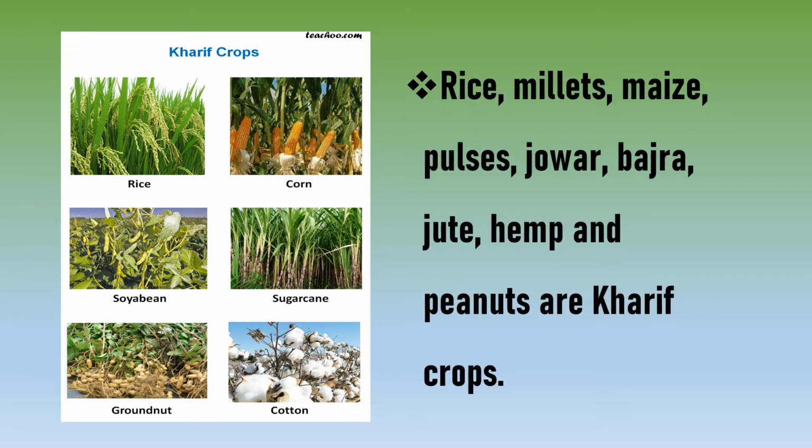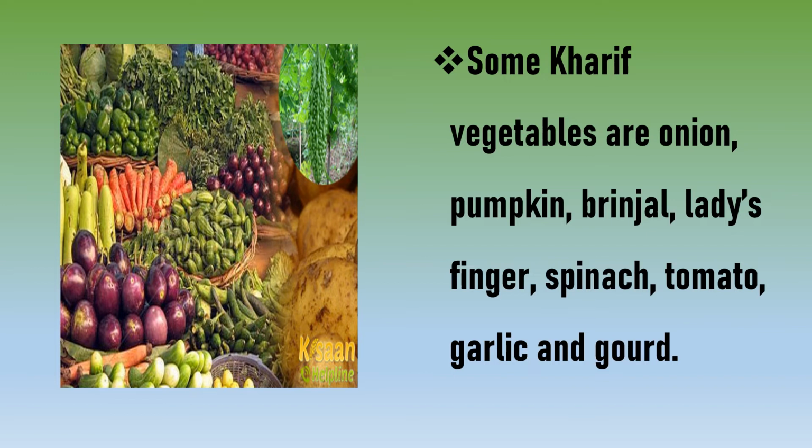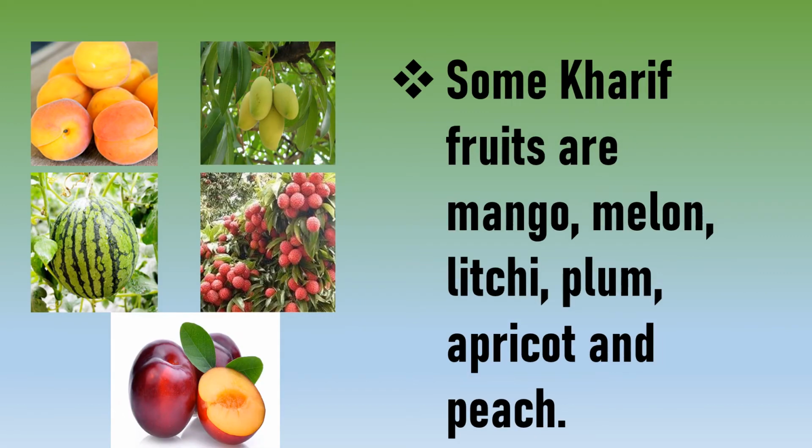A few Kharif crops are rice, millet, maize, pulses, jowar, bajra, jute, hemp, and peanuts. Some Kharif vegetables are onion, pumpkin, brinjal, lady's finger, spinach, tomato, garlic, and gourd. Some Kharif fruits are mango, melon, lychee, plum, apricot, and peaches.